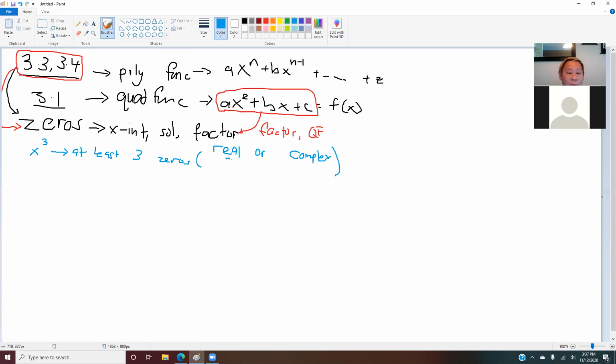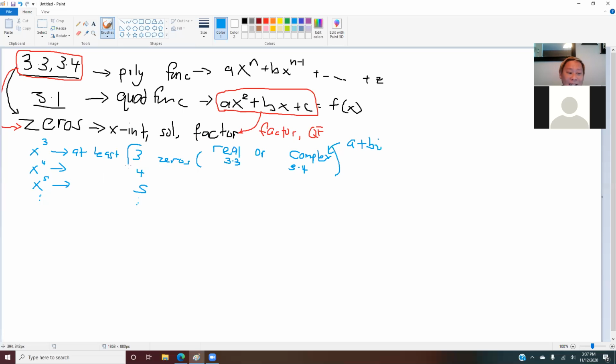So 3.3, everything we talk about is all about real zeros. And then 3.4 is where we talk about the complex. And when we talk about a complex number, it is a plus bi. Okay, so when you have a power 3, you get 3 zeros. They can be real or complex. And when you have a power 4, you will have 4 zeros. And when you have a power 5, you have 5 zeros, and so on. Again, zeros are x-intercepts, solutions, or factors.